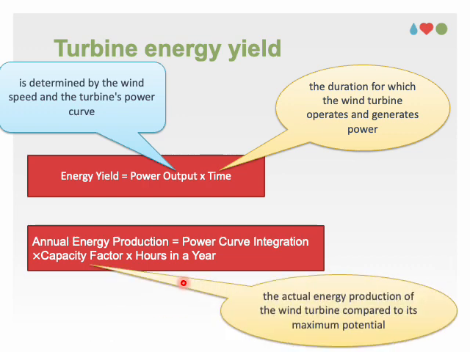The capacity factor represents the actual energy production of the wind turbine compared to its maximum potential. It takes into account factors such as downtime for maintenance, grid availability, and other considerations. The capacity factor is expressed as a percentage and is calculated by dividing the actual energy production by the maximum possible energy production if the turbine operates at full capacity throughout the year.